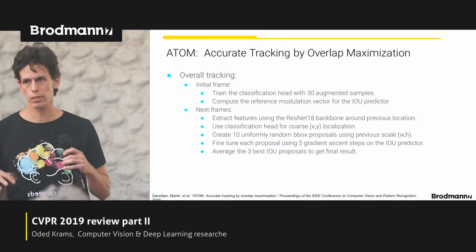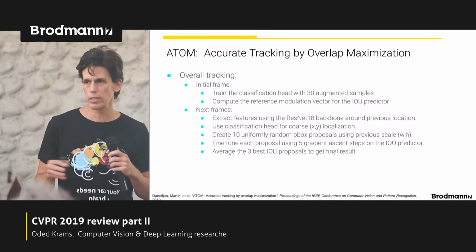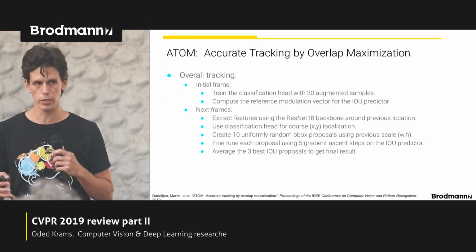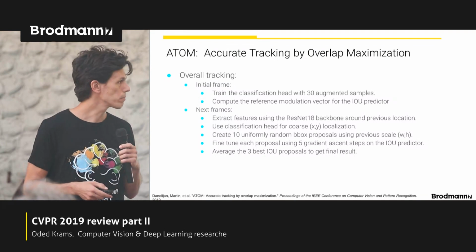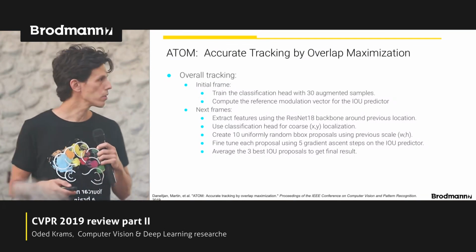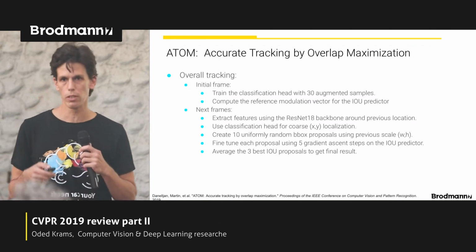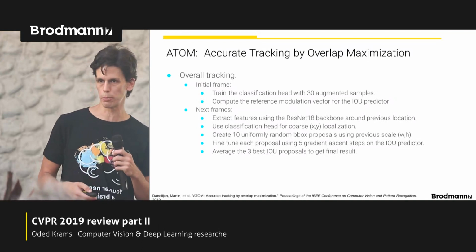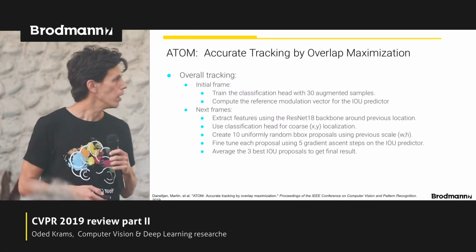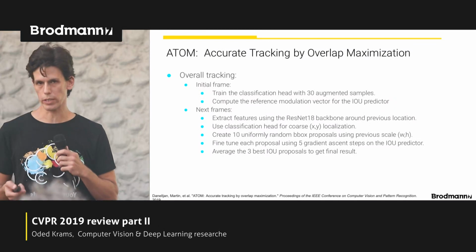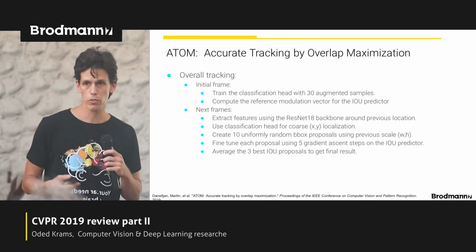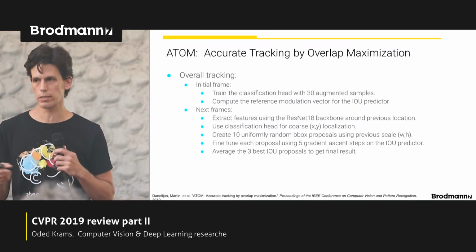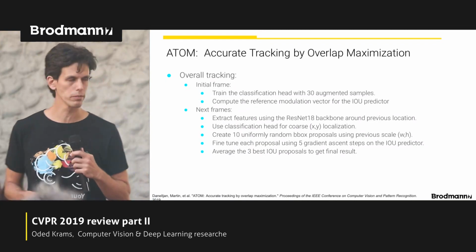And let's look at it at a high level at first. So in the initial frame, where we have the ground truth, they train the classification head using 30 augmented samples. And then they also compute some reference modulation vector for the IOU predictor. Later, I will explain how they use this modulation vector in order to predict the IOU. In the next frame, where they want to track the object, they extract features using their backbone, and then they use the classification head for coarse localization. Basically, they get the X and Y of the object.